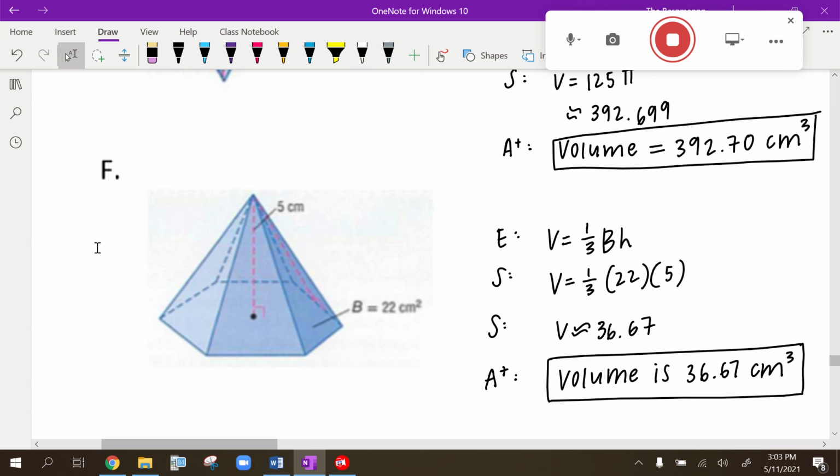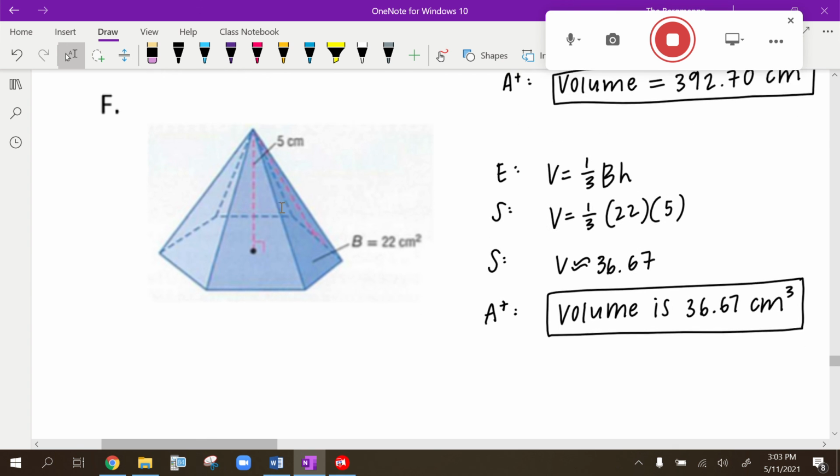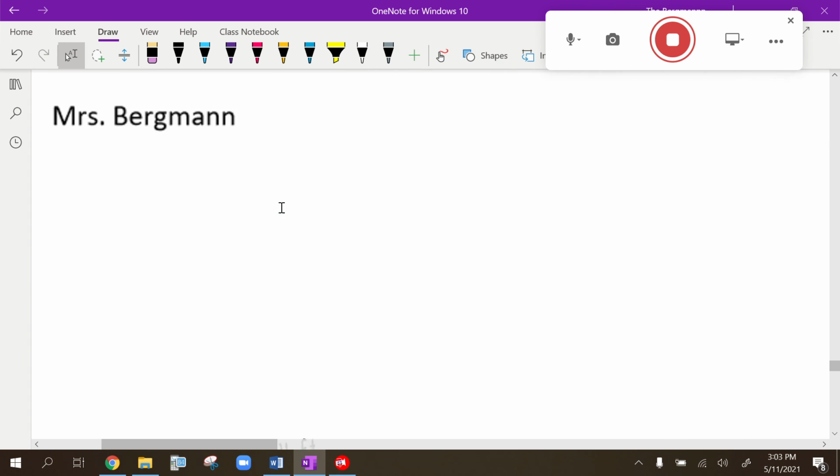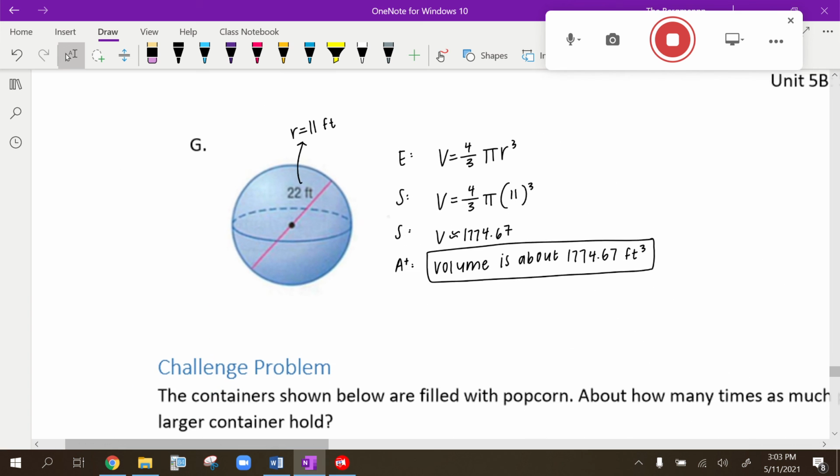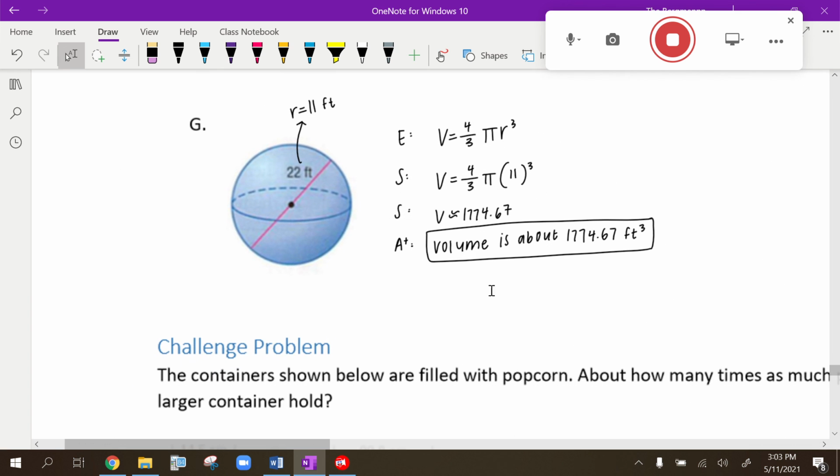And finally, part F, the area of the base is given to us and the height is given. You can find the volume. Whoops, sorry, one more. This sphere on the next page, the diameter is given, so we can find the radius, plug it in to find the volume.